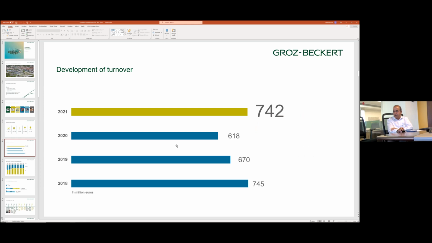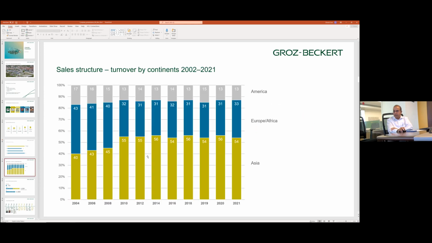This is the turnover of our company in the last 4 years. In 2019 and 2020, it was equally bad for us due to COVID, but we revived very well. And last year, our number was 742 million. This is how the market size and sales have contributed to our kitty. So this is the graph of, say, the last 20 years.